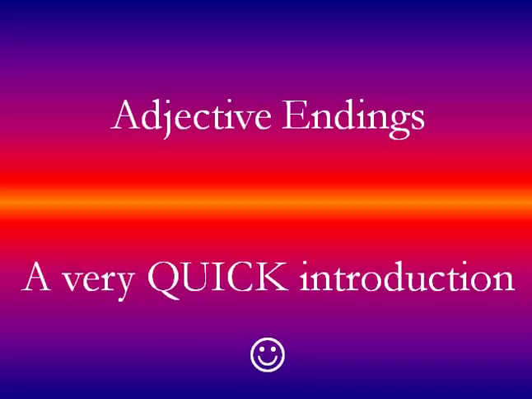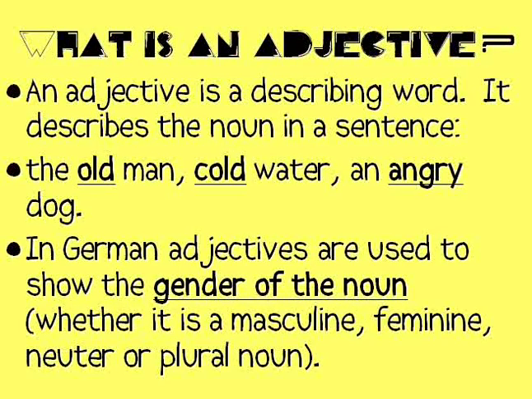I am just going to give you a little video tutorial on how you use certain types of adjective endings. This is, as it says, a very quick introduction. We'll get into adjective endings in a lot more detail soon. So to start off, let's look at what an adjective is. Hopefully you know this from your English lessons, and this is why learning a language is so good for your English. It helps you with that. So what is an adjective? It's a describing word. It describes the noun in a sentence. So for example, the old man, cold water, and angry dog.